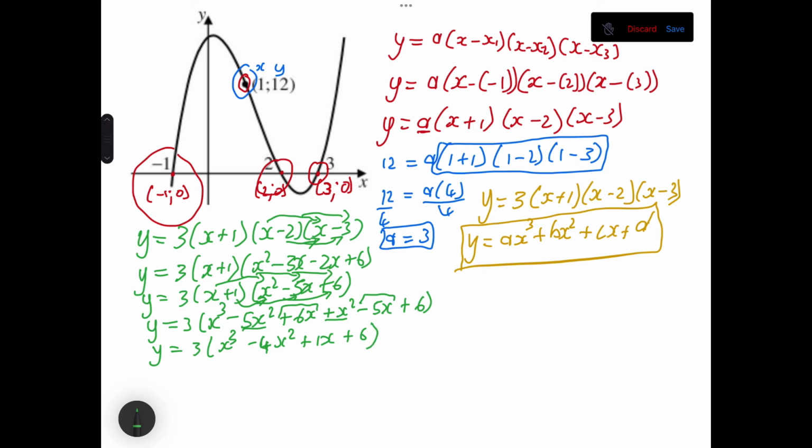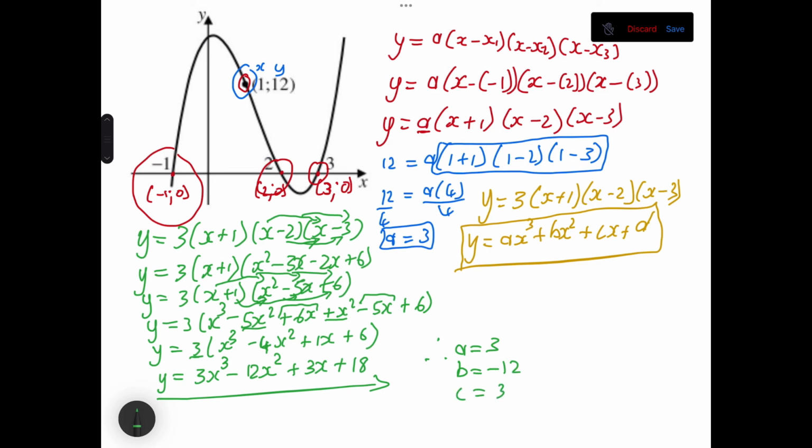It's important that you're very careful here. You must make sure that you're getting the right answer. Now I'm going to multiply 3 with all the 4 terms in the bracket. Okay, it's going to give me 3x cubed minus 12x squared plus 3x plus 18. And there we go. And basically this is the proper form of a cubic function that has 3 x-intercepts. So this is what it would amount to. However, if you want to write it in final answer form, it's going to be a equals 3, b equals negative 12, c equals 3, d equals 18. There we go, and that's done.